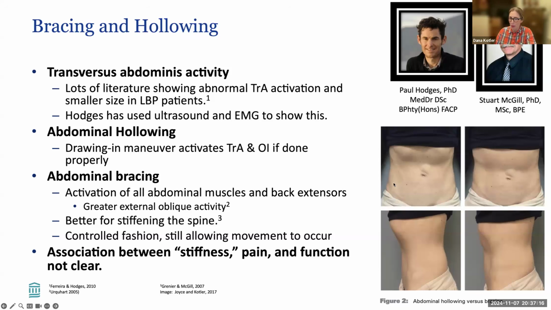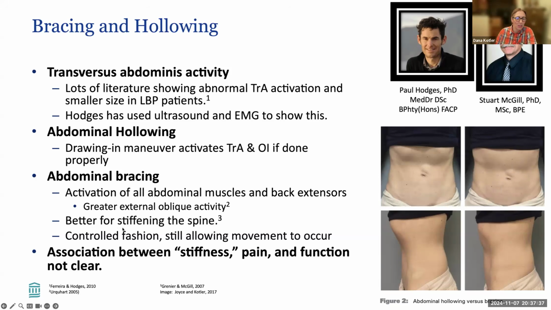This is a colleague of mine from a paper that we wrote where you can see a little bit, if you look very closely, the difference between an abdominal drawing in, where you have this sort of big shadow here, versus an abdominal bracing where you see a little bit less of that. You can also see it in the side view where this is really pulled in relative to the rib cage, but then this is more just isometrically contracted.